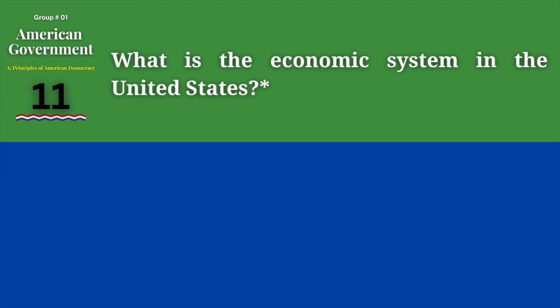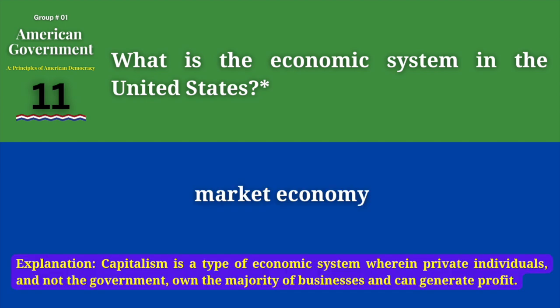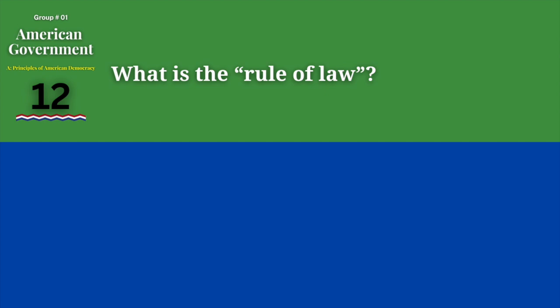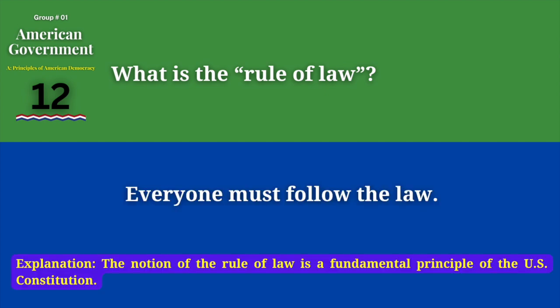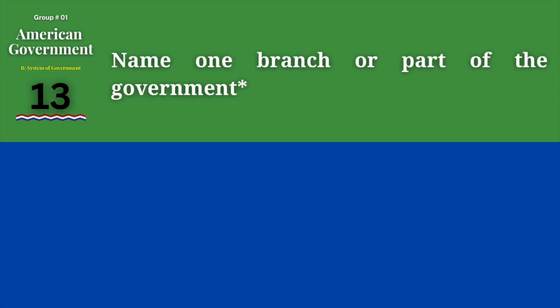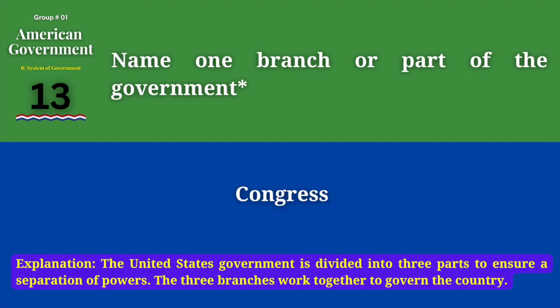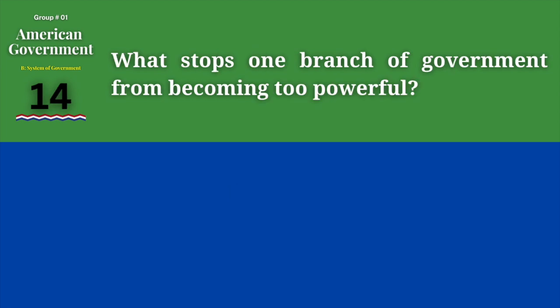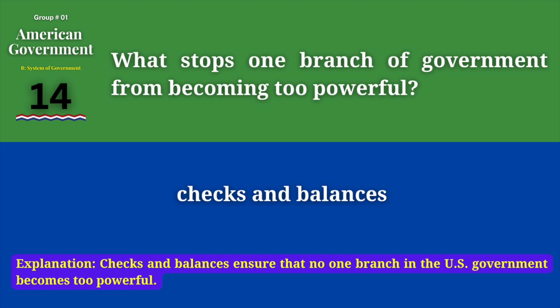What is the economic system in the United States? Market economy. What is the rule of law? Everyone must follow the law. Name one branch or part of the government. Congress. What stops one branch of government from becoming too powerful? Checks and balances.